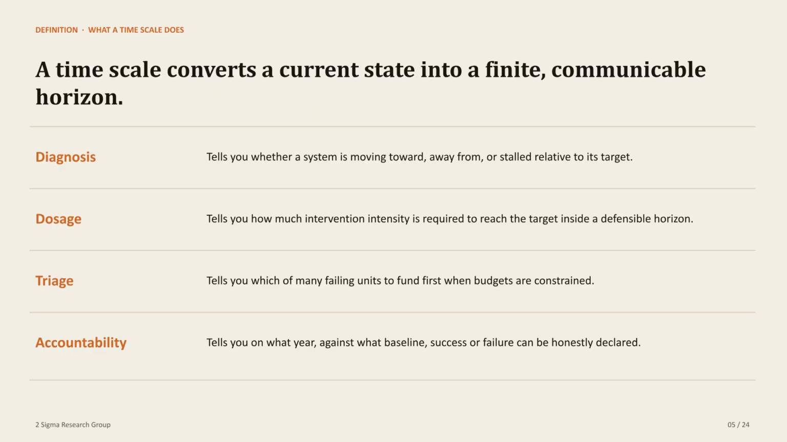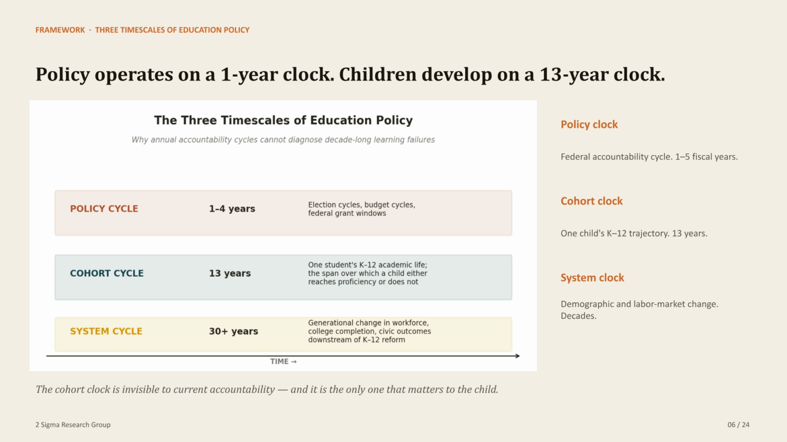A timescale converts a current state into a finite, communicable horizon. It aids in diagnosis, dosage, triage, and accountability by providing clear metrics for success or failure against a baseline and time frame. Policy operates on short, cyclical clocks, like the 1 to 5 fiscal years of the policy clock, while children develop on the 13-year cohort clock. The cohort clock is the only one that truly matters to the child, yet it remains invisible to current accountability.